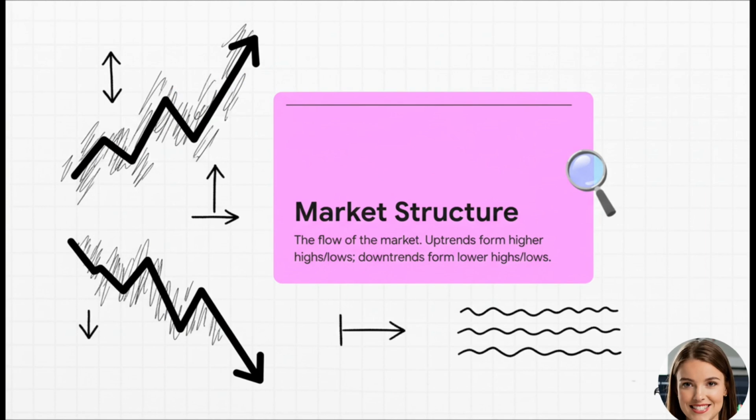At its very heart, market structure is just about figuring out which way the river is flowing. Is the market climbing? Making that classic staircase of higher highs and higher lows? Or is it falling, creating lower highs and lower lows? Just getting that basic direction down is the absolute first piece of the puzzle.